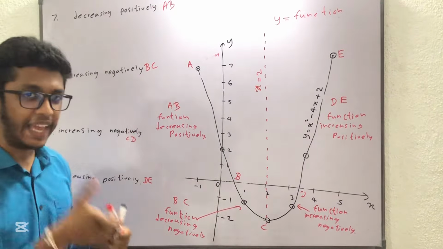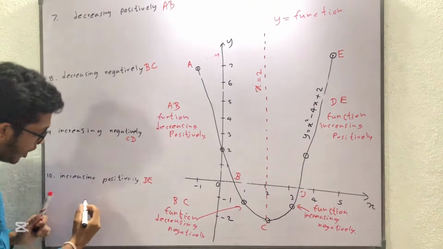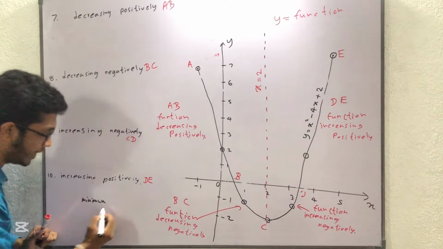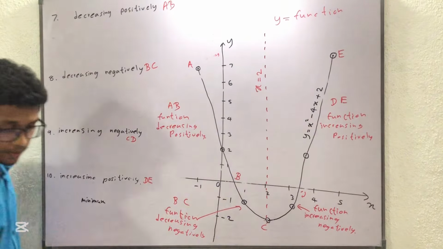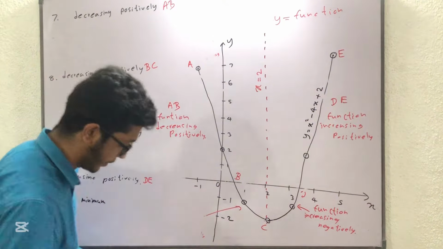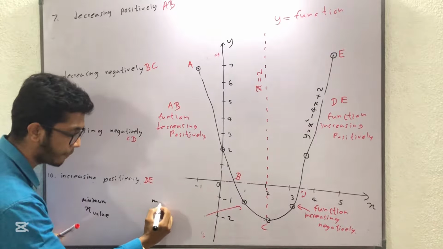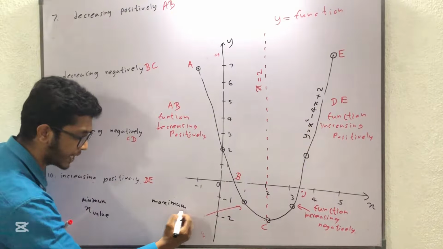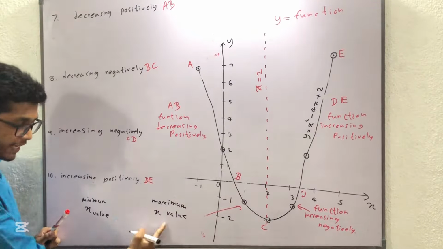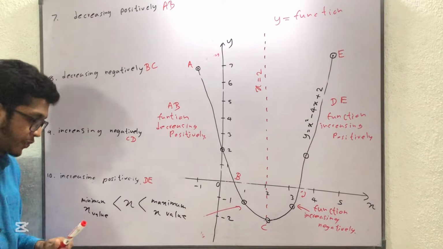And they ask us to write the x value range. So when writing the x value range, there is a common format. First we write the minimum x value of that part. And then we write the maximum x value that belongs to that graph part. And in between that we write x and we put the inequality sign in this format.